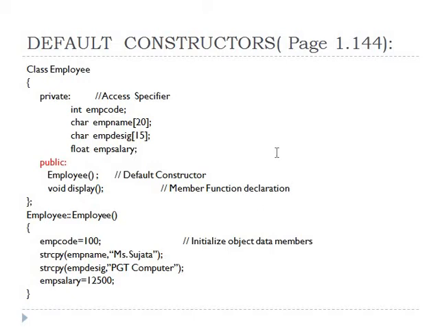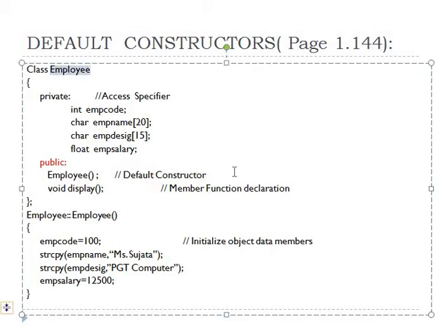Now let me explain this sample program to you. This program has been taken from the book. If you want to refer to this program in your book, you have to go to page number 1.144. This program consists of a class identified by the name employee. These are the data members of the class employee which have been declared as private. These are the member functions which are declared under the public access specifier section.